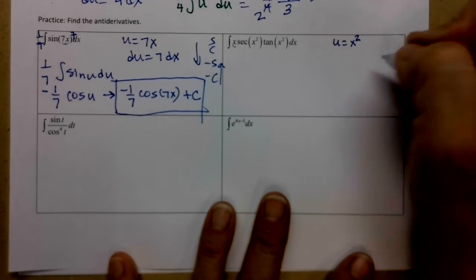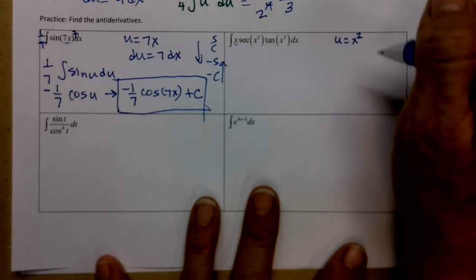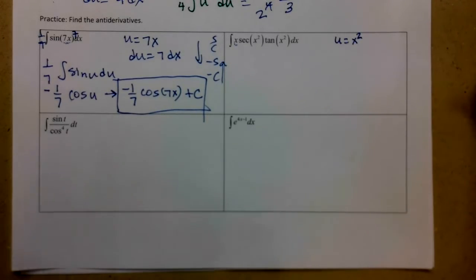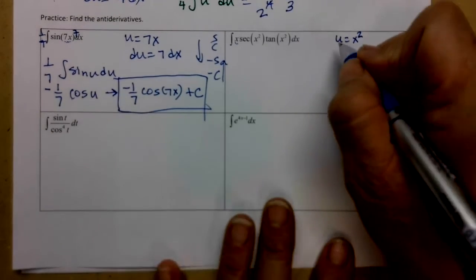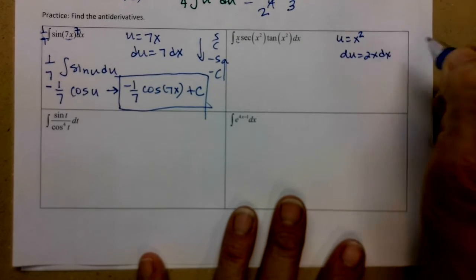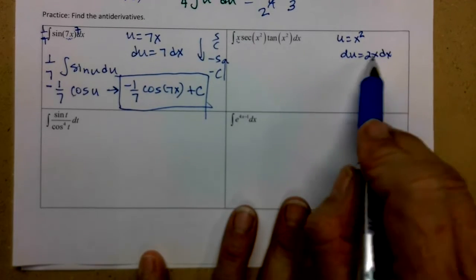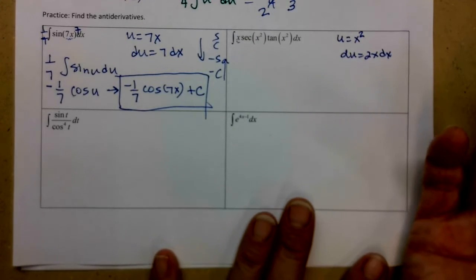If u is x squared, and sometimes you're going to have to try more than one thing, so we might try this first, and if it doesn't work, we might try something else. It does work. If u is x squared, then du is 2x dx. As long as I have that extra x, I'm good. If I didn't have the x there, then I would have to come up with some other plan.